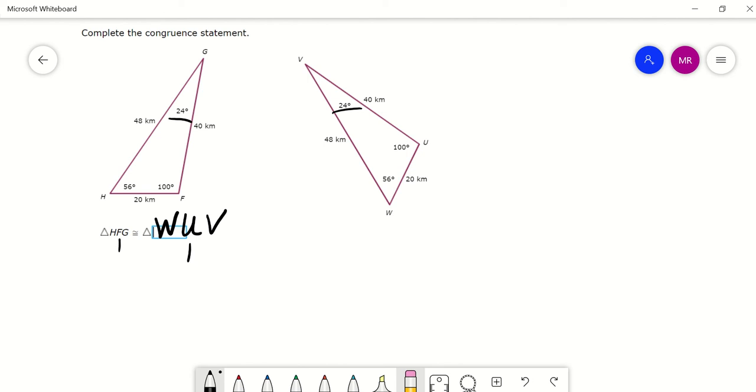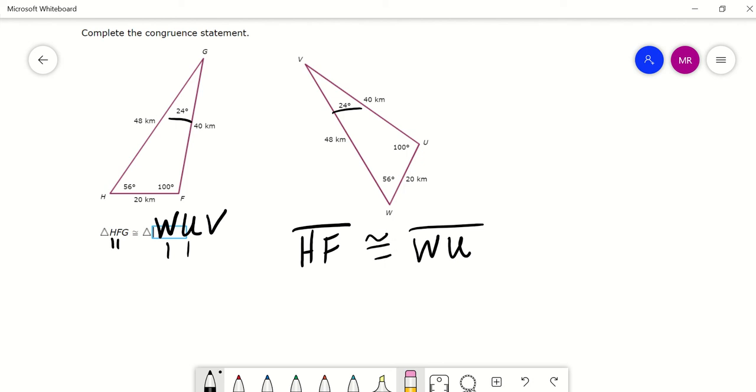F is second, U is second. They are in corresponding positions. They have to be congruent angles if these two triangles are congruent to each other, and they are. G is third, V is third. Corresponding positions, congruent angles. G has to be congruent to V. Not only that, but the same is true with the sides. Take a look at HF, side HF. That's first and second. What's first and second in the other part of our congruency statement? WU. HF has to be congruent to WU.